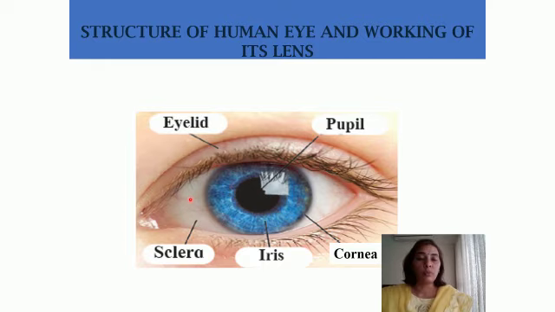More about the pupil we will study when we study the working of the human eye. So here we have the pupil. It can become big as well as it can become small.